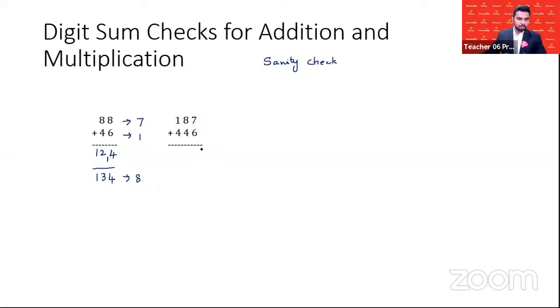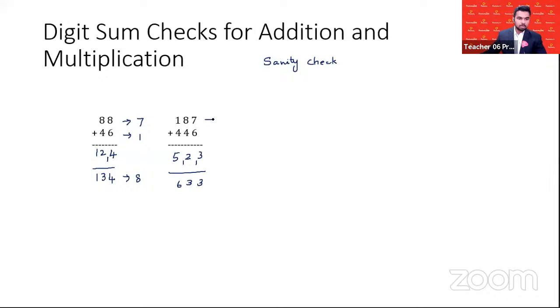Let us see one more example. 187 plus 446. What is the left to right addition? 5, then 12, and 13. So the final answer is going to be 336.